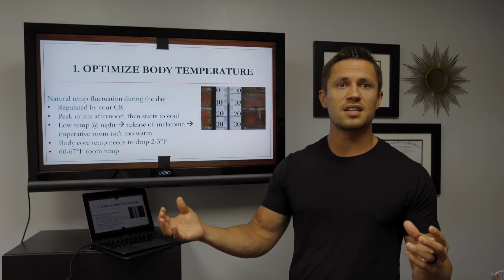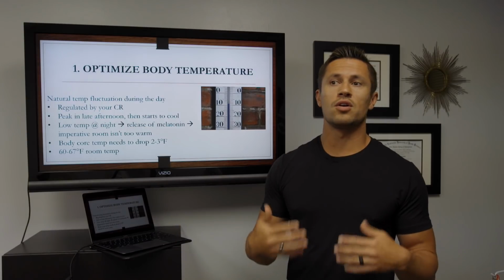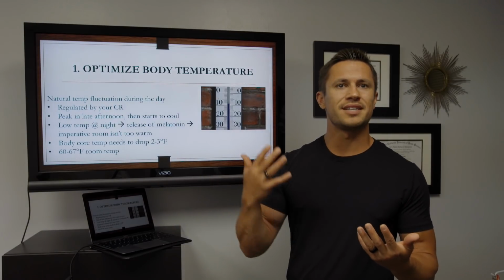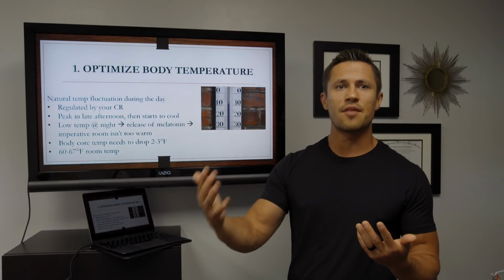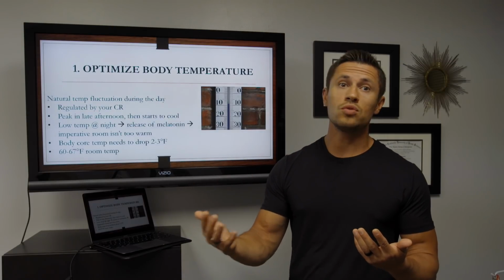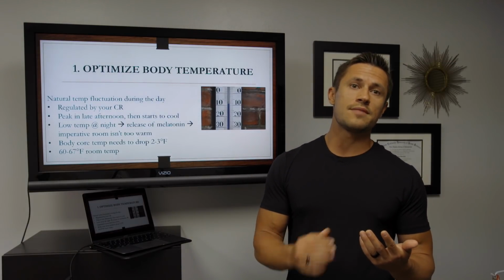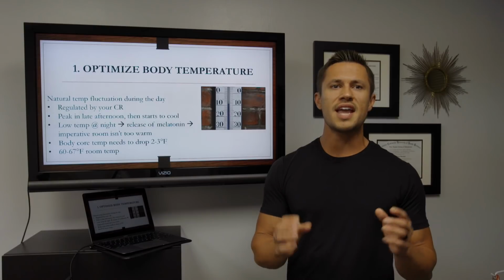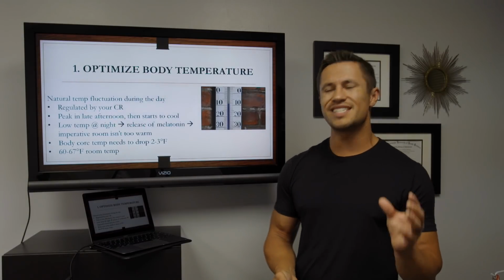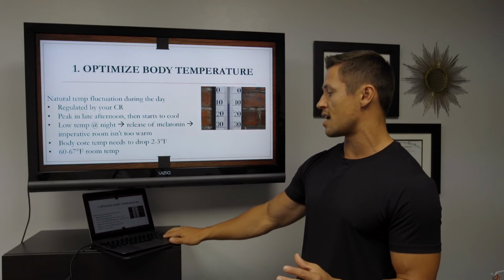Now, for a lot of people, that's going to seem very, very low. I know a lot of people like to keep their rooms at around 70, 72, 73. That's too warm, and you're actually going to notice your deep sleep is going to suffer because of that. So try to aim for your room temperature between 60 to 67 degrees Fahrenheit.